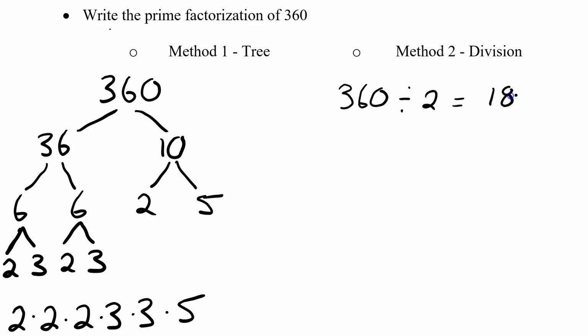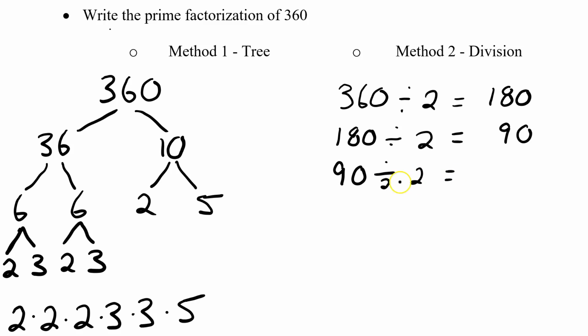I drop down 180 to my next line, and again, start by dividing by the smallest prime I know, 2. 180 does divide by 2, which gives me 90. Drop 90 down. Is 90 divisible by 2? Yes, it is. So I get 45.